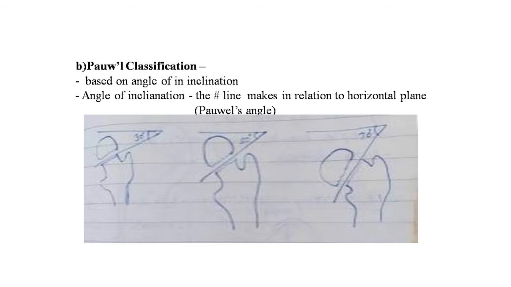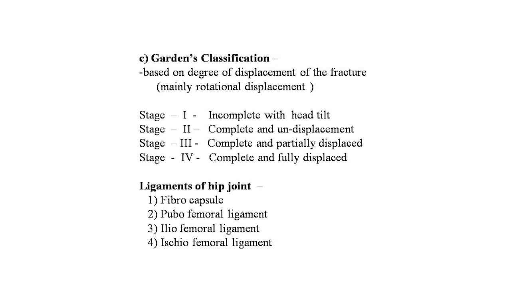Next point of this fracture neck of femur is the Garden classification, as we saw previously in the image. This classification is based on the degree of displacement of the fracture, mainly rotational displacement. Stage 1, 2, 3, 4. Stage 1 incomplete with head tilt. Stage 2 complete with undisplaced. Stage 3 complete with partial displacement, and stage 4 complete and fully displaced.